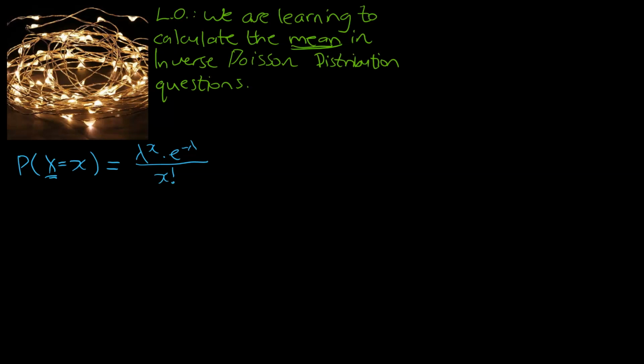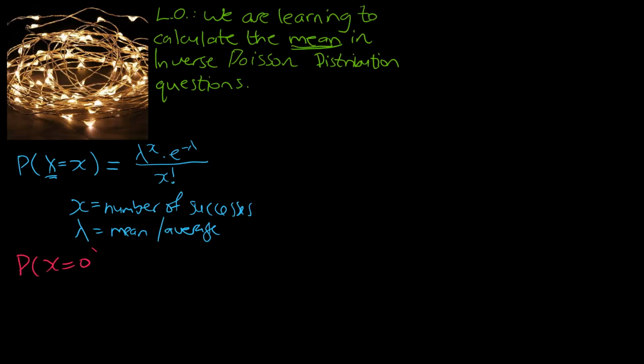That is then going to be divided by the factorial of x. And the key thing to note was, in here, there are actually only two variables of interest. The first variable was x, and that's the number of successes. And the second variable was lambda, and that's the mean or the average number of successes. And very similar to binomial distribution, our inverse questions only work when x is equal to 0. If x does not equal 0, then it will not work.